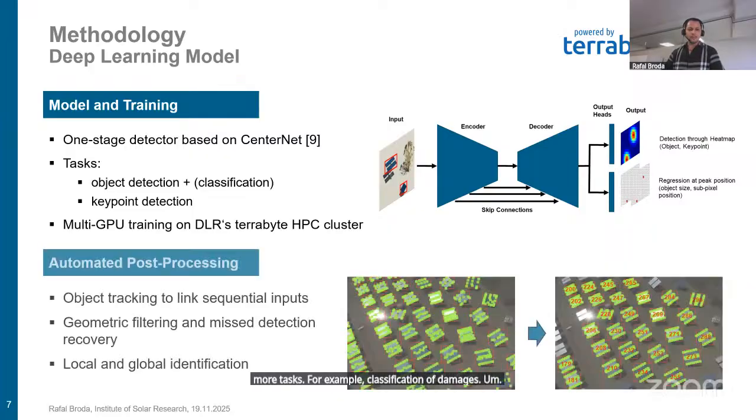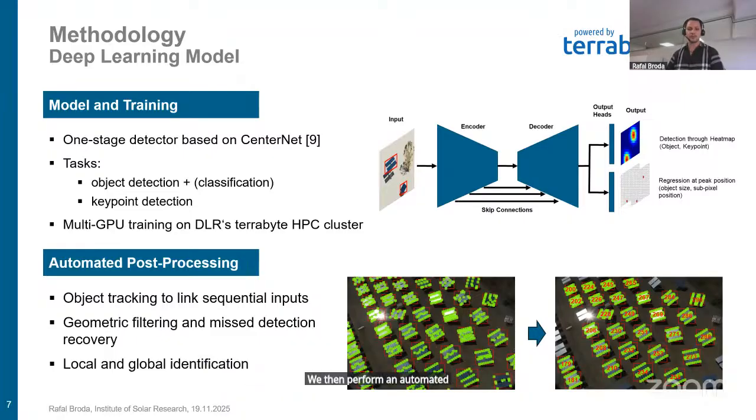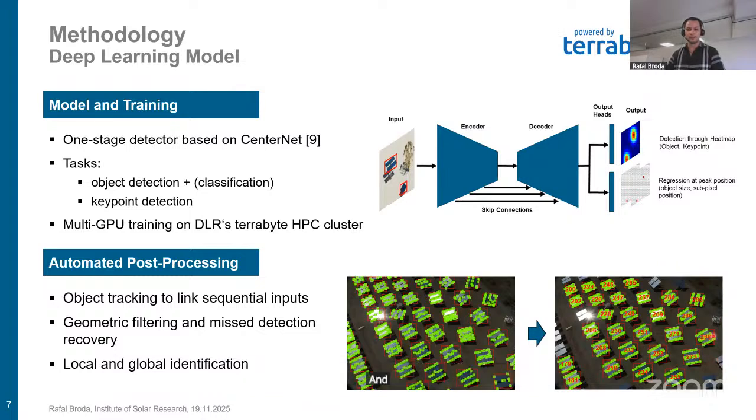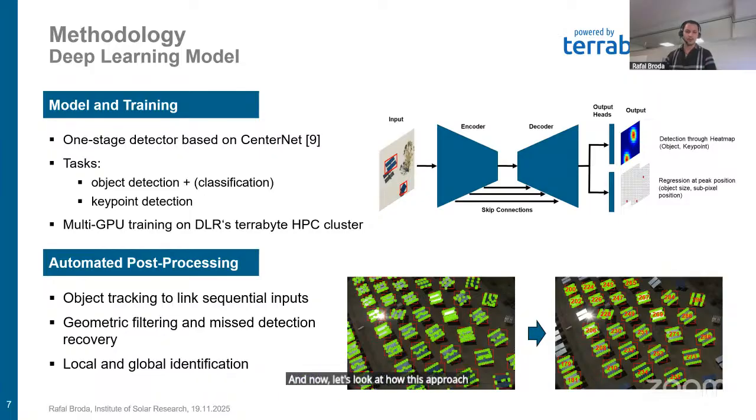Once we have the model outputs, we perform an automated post-processing which refines them. This way, from the raw model predictions, we get consistent, accurate, and identified detections. Identified means we know which heliostat is visible in this image and which corner a detected feature corresponds to. With this, we obtain all the necessary information for most downstream tasks. Now let's look at how this approach performs in comparison to our state-of-the-art conventional image processing algorithm.